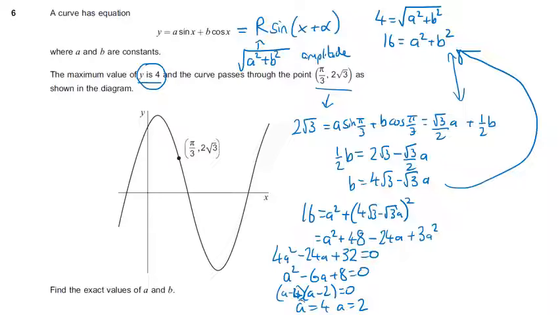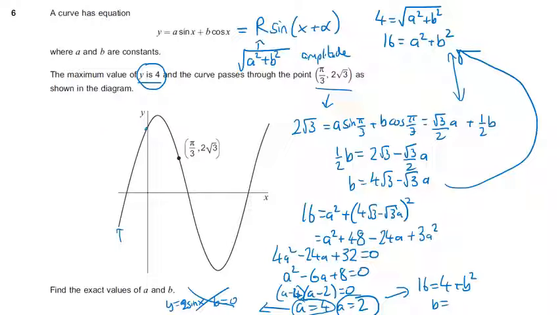Now, it can't be 4. And the reason for that is if it was 4, that would imply that b was 0. Okay, going back to the quadratic expression, I would end up with just y is equal to 2 sine x. And obviously that's not what this graph is, because it doesn't start at 0. So that can't be right. So that means that the solution must be a equals 2. And if I substitute that back in, I get 16 is equal to 4 plus b squared. So b squared is 12. So b is equal to root 12, which is 2 root 3.